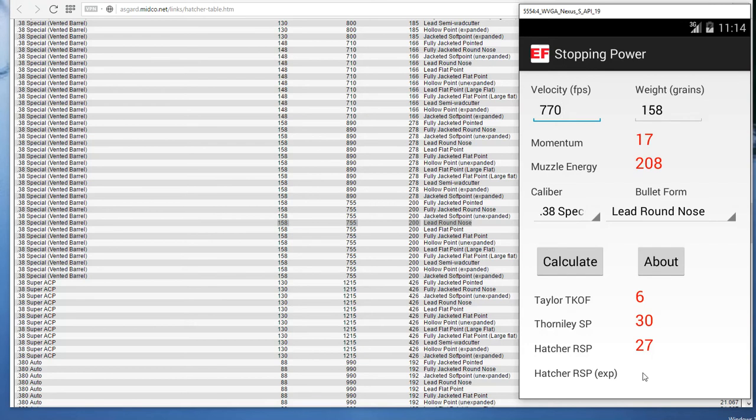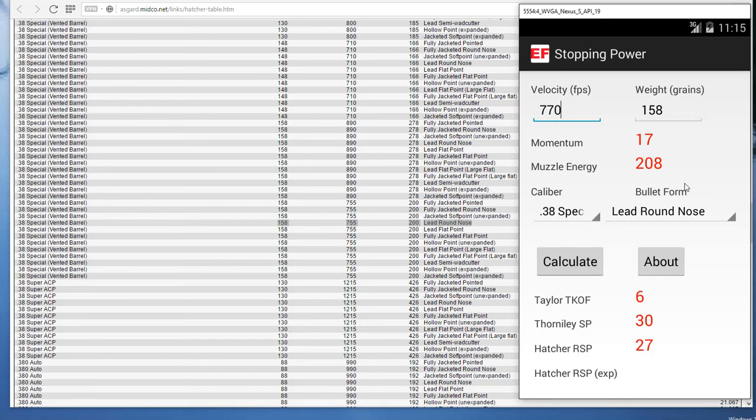The expanded Hatcher value is not displayed here because it doesn't apply since lead round nose bullets did not expand. Both Taylor and Thorniley were big game hunters, as I mentioned, and so their formulas do not take into account bullet form because it wasn't particularly relevant for them. Nobody's likely to hunt a rhino or a bull elephant with a hollow point. And so in their domain, probably everything was full metal jacket. So we have this set of values for the 38.